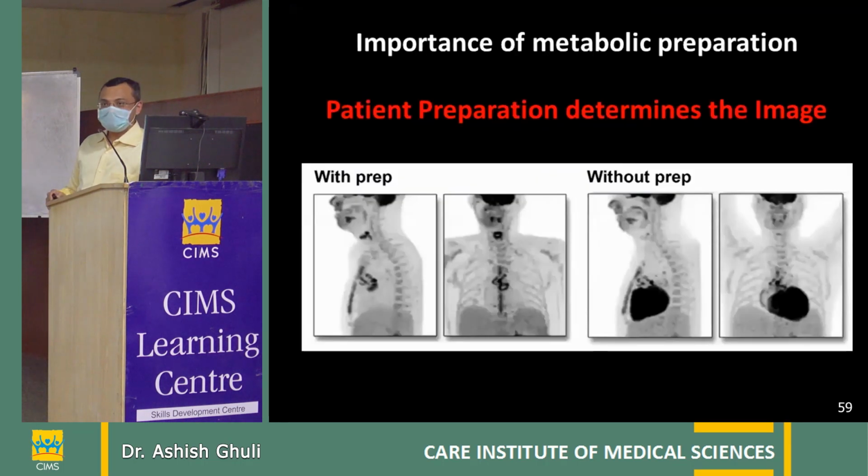This shows the importance of adequate patient preparation, because patient preparation determines the image. On the left side, the patient is properly prepared. There are absolutely no black spots seen in the region of the heart, so there is no uptake of glucose by the heart, and hence you are able to see a nice infected prosthesis in the image. But on the right-hand side, intense glucose uptake is seen in the heart, so the lesion or infected prosthesis is obscured in the images. It is very important to have such images with absolutely no uptake of glucose into the myocardium.